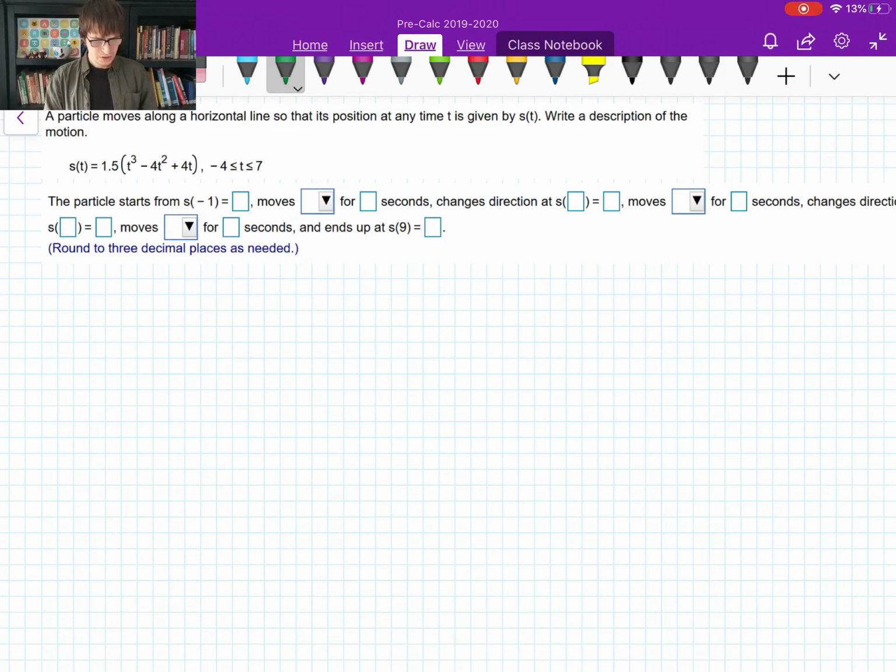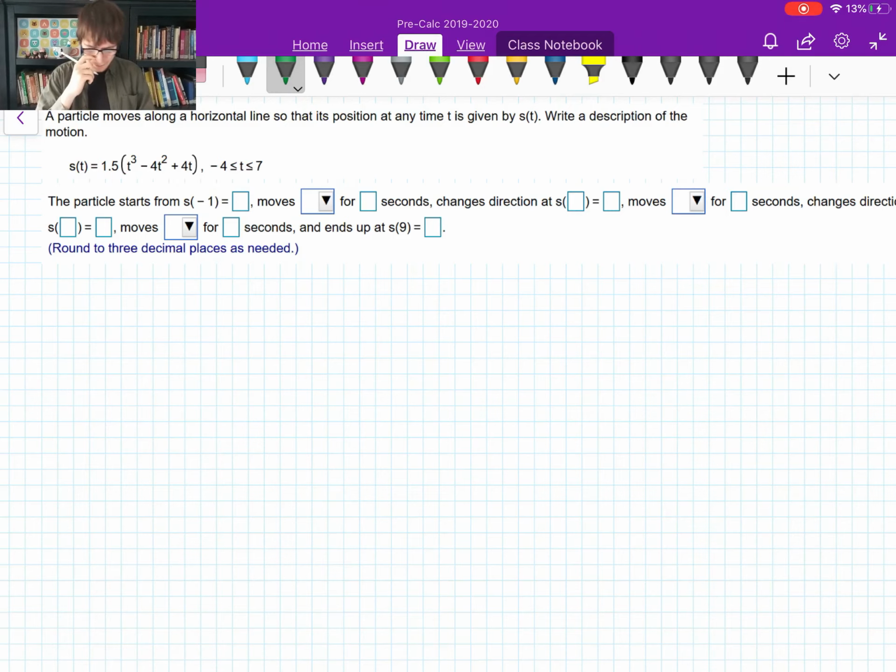Okay. So this looks like it's trying to be a parametric equation, but it's not a parametric equation. You know what I mean? This is just a normal equation. There's no y and x equation. It's just a normal function. So we could go about this in a couple different ways if you wanted to.